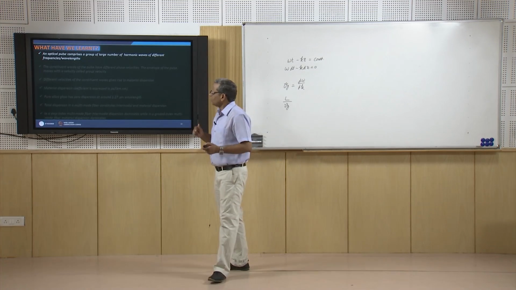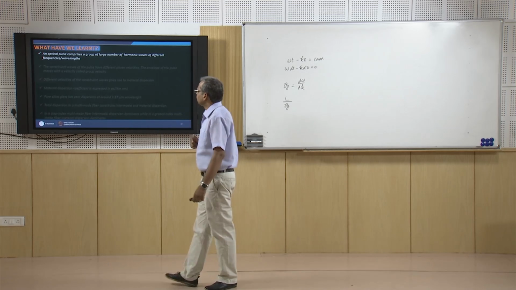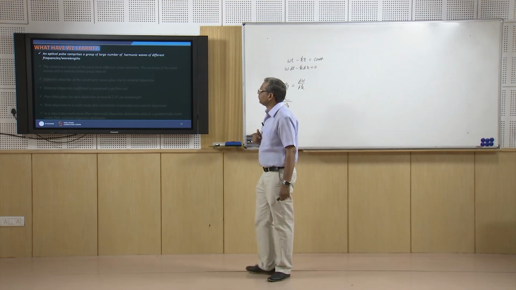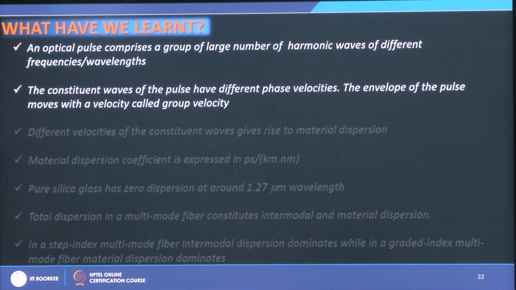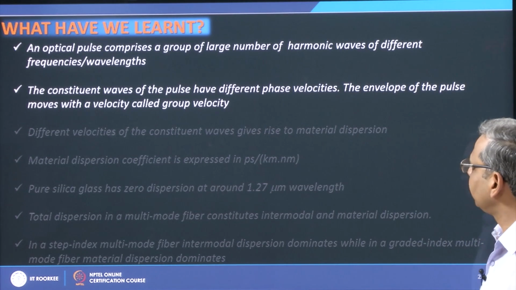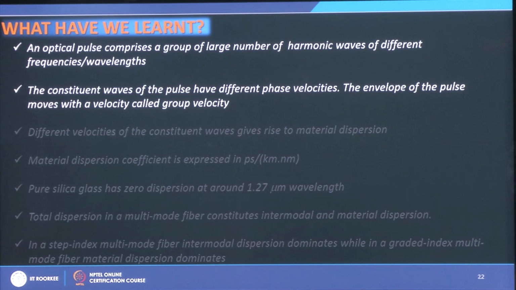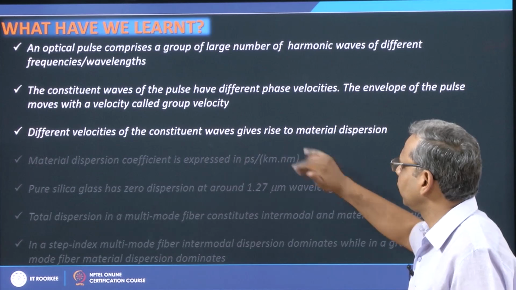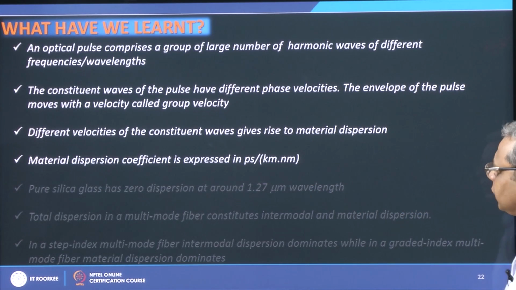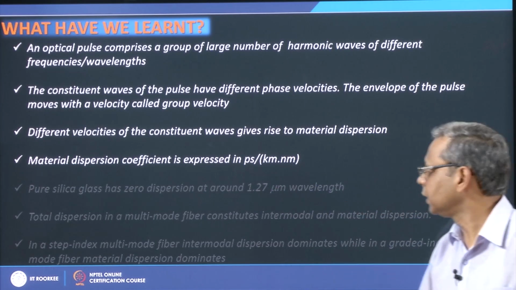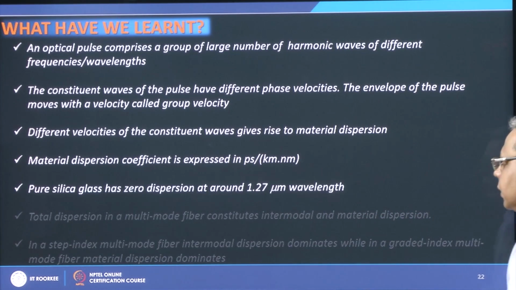So, what we have learnt in this lecture is that an optical pulse comprises a group of a large number of harmonic waves of different frequencies or wavelengths. These constituent waves of the pulse have different phase velocities. The envelope of the pulse moves with a velocity called group velocity. Different velocities of constituent waves give rise to what is known as material dispersion, and the material dispersion coefficient we usually represent in terms of picoseconds per kilometer nanometer.